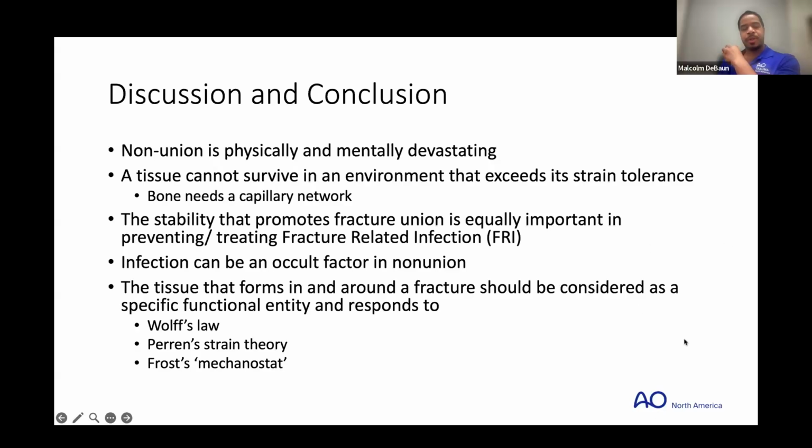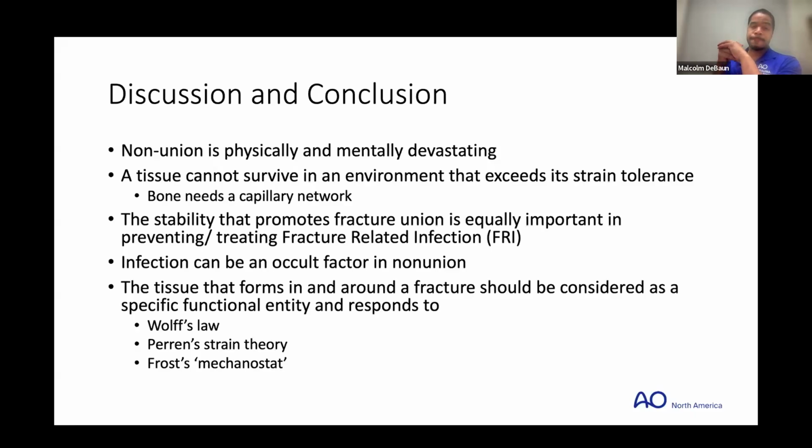Well, I'll just say one thing real quick. When you're trying to think about a framework for non-union, this is the philosophy that I was trained with: you want to look at alignment, stability, you want to look at infection, and then last but not least, the local or host biology. So that's my checklist. And remember, those first two, if not three things, are related to surgeon-mediated factors. So sometimes it just takes some introspection and reflection to figure out the surgical solution for that patient.